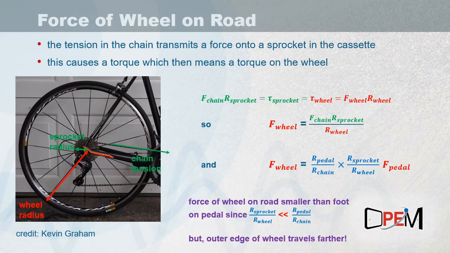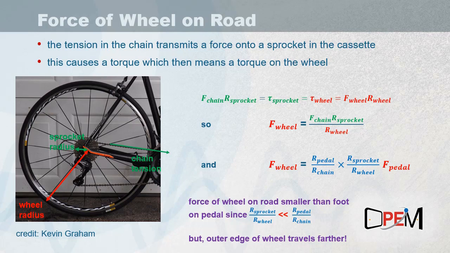And for typical road bicycles in general, I think in the 21st century, the ratio of sprocket to wheel is much less than 1, and the multiplication of the ratio of the sprocket radius to the wheel radius times the radius of the pedal to the radius of the chainring, that second number being larger than 1, results in an overall number that's quite a bit smaller than 1, which tells you that the force of the wheel on the road is smaller than the force of your foot on the pedal.